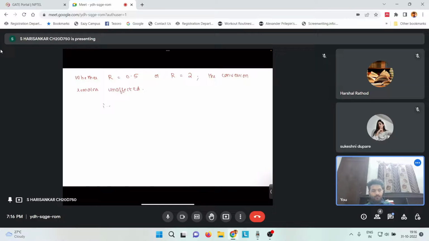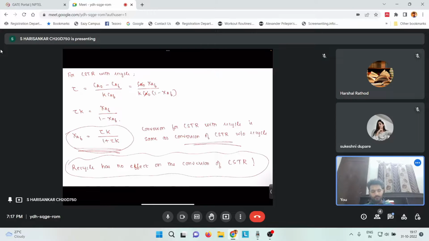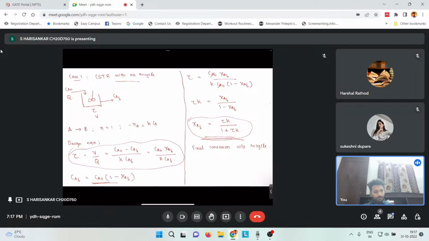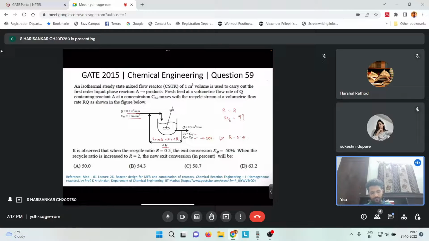That means the conversion will remain at 50%. So no matter how much the recycle ratio is manipulated for a CSTR with recycle, the conversion will remain the same as the conversion from a no recycle CSTR, right? So here the right option is option A, 50%.